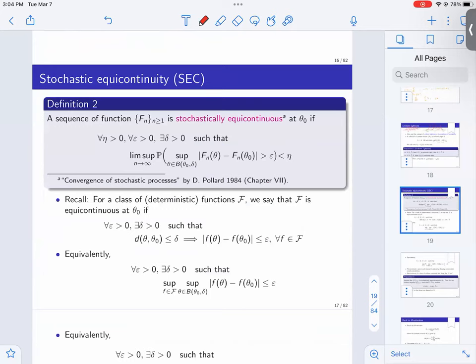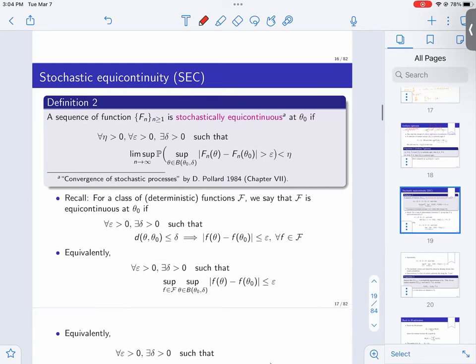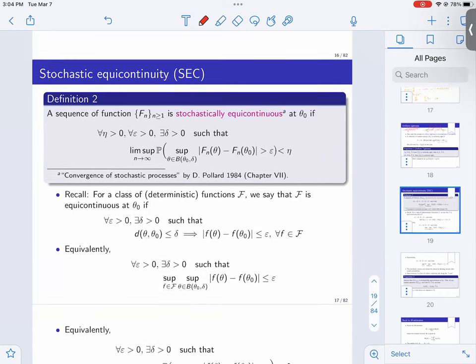I'm going to mention this one, though not all people like it. It's a little bit too technical, but I'll tell you where it's used. This is the only other notion that's interesting that you need to prove the result that I want, one way or another. This is the idea of stochastically equicontinuous sequences of functions. It's a bit technical because it's a property of a sequence of random functions.